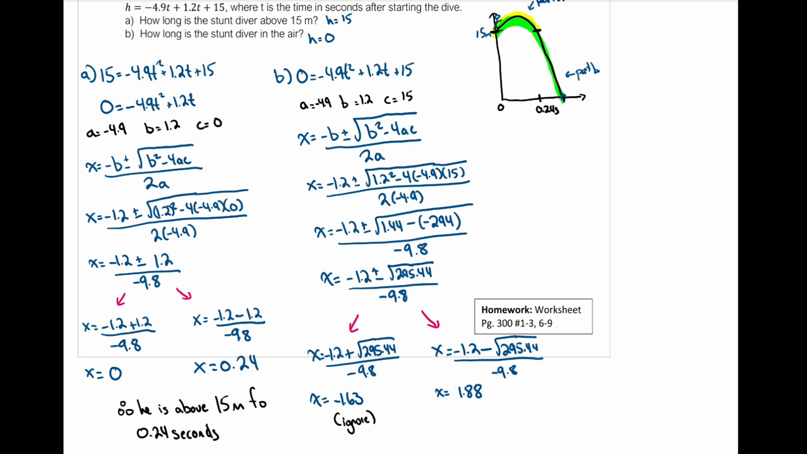So that means the only other time that the height is 0 is at 1.88 seconds. So that means that therefore he is in the air for 1.88 seconds, because we know the time is starting from 0.